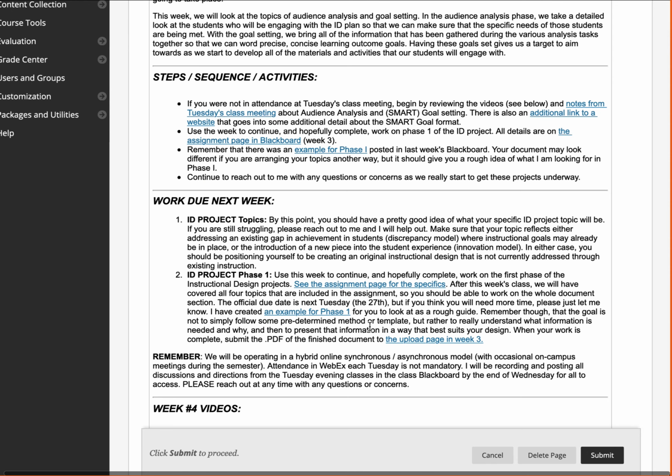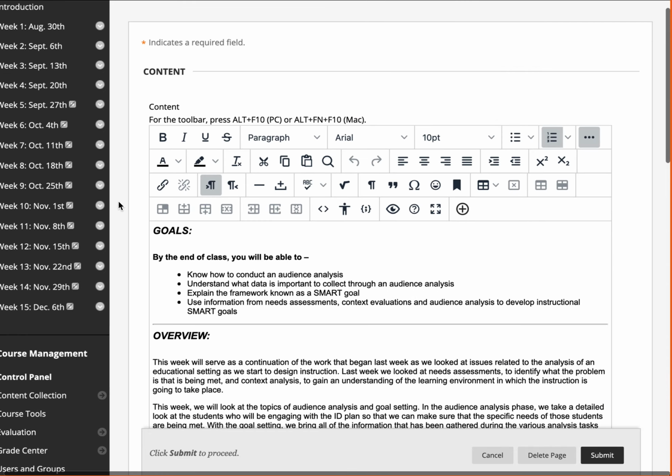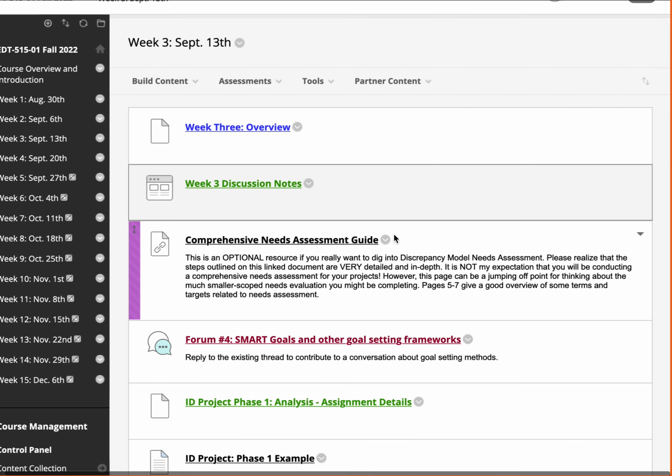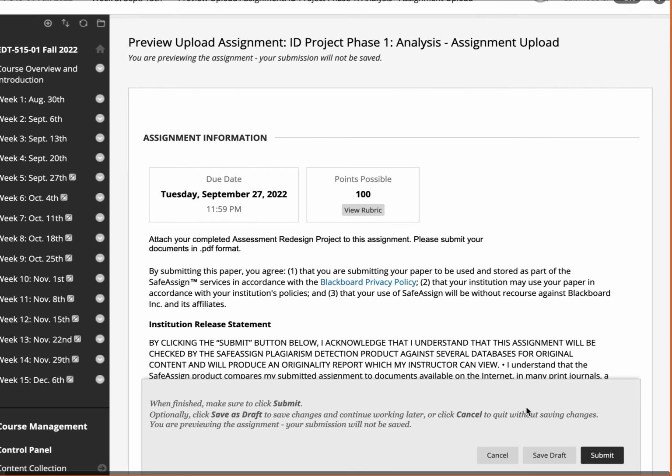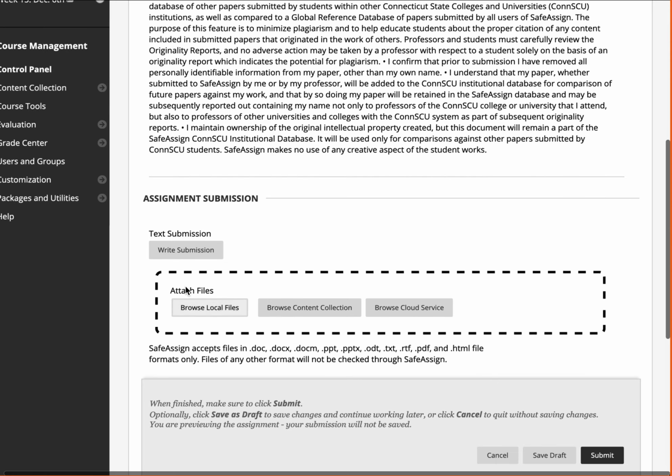So just get the file into that format once you're done, and then that you would upload to the assignment page that's in week 3. It's the last thing here, the assignment upload. And when you select that, it's going to give you the option to browse local files. You'll attach the file, the PDF that you've written, hit submit, and that's really all you've got to do.